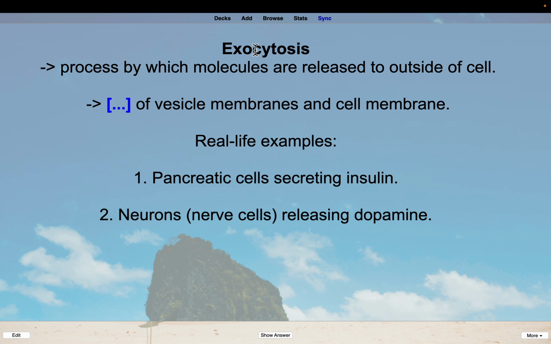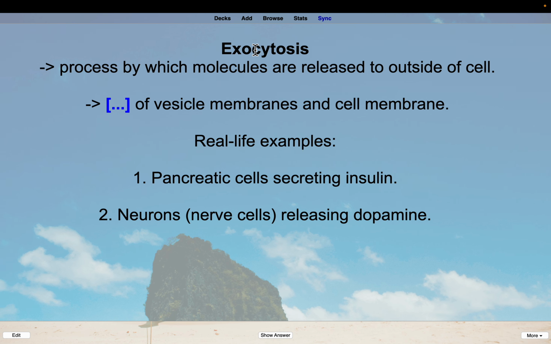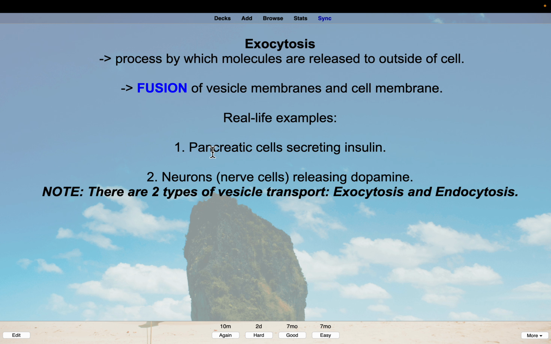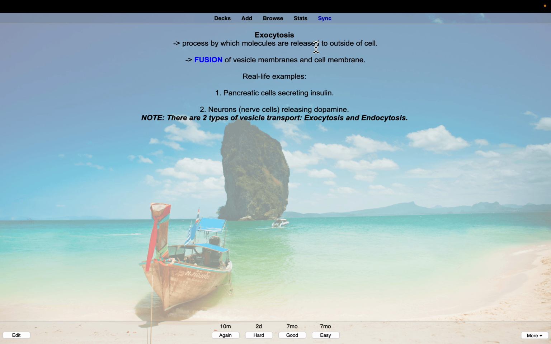Exocytosis. This is the process by which molecules are released to the outside of the cell. So there is a fusion of vesicle membranes and cell membrane. What are real-life examples? Pancreatic cells secreting insulin. Neurons, basically nerve cells, releasing dopamine. One thing to note is that there are two types of vesicle transport, exocytosis and endocytosis. Endocytosis is the opposite. It's not the release to the outside of the cell, it's the intake to the inside of the cell.